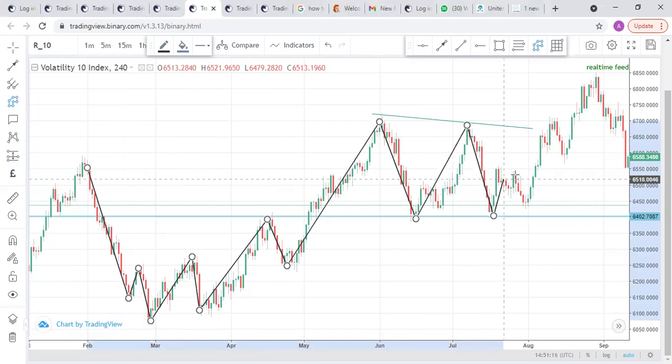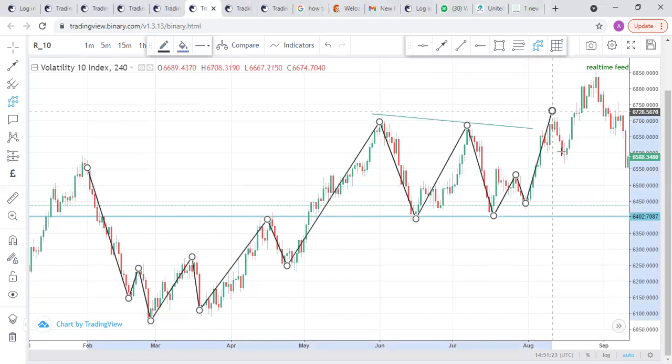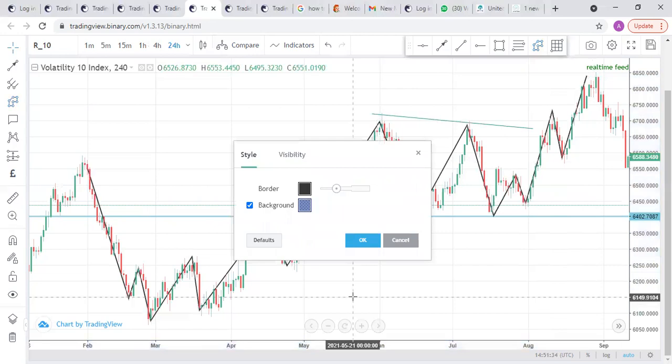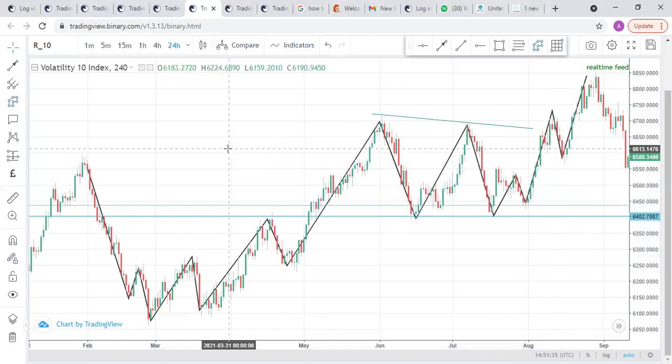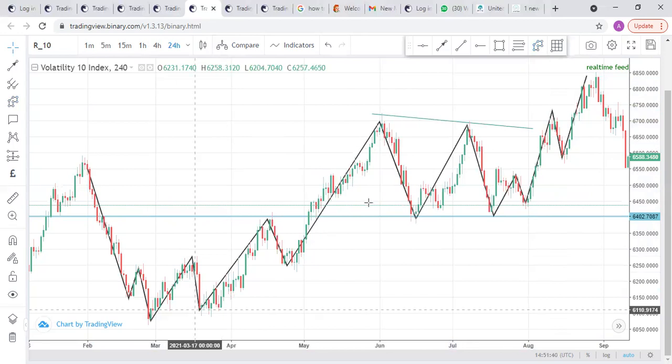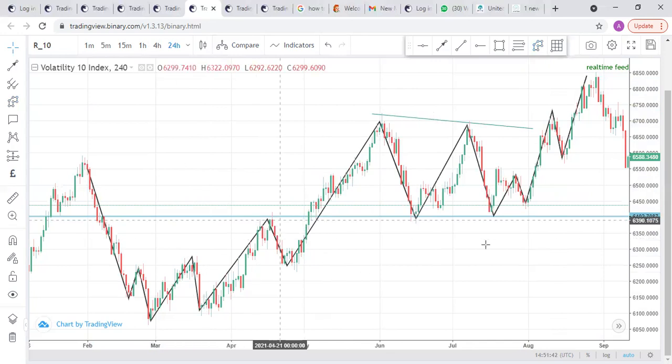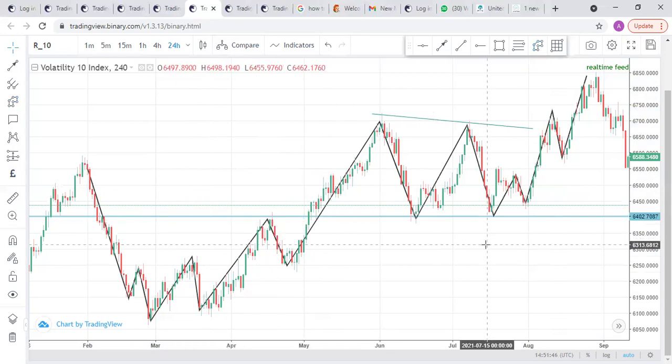The market keeps on creating higher lows. See, we are on an upward trend on Volatility 10 at this point. So you see the market creating higher lows. That's how this Forex market is programmed. That's how it is programmed to work. The market will keep on creating higher lows when we are on an upward movement.